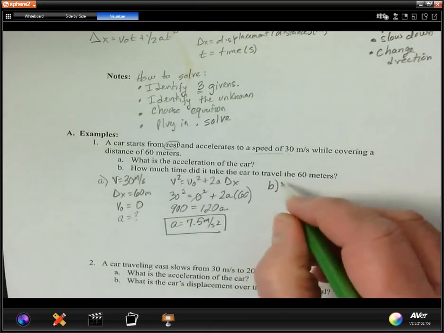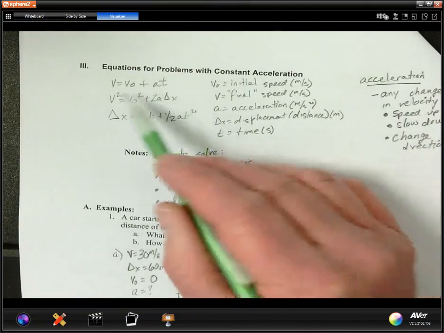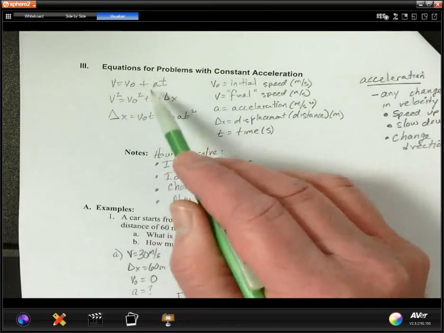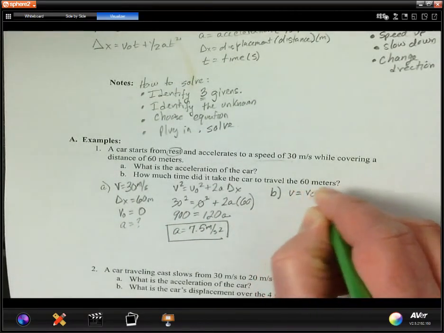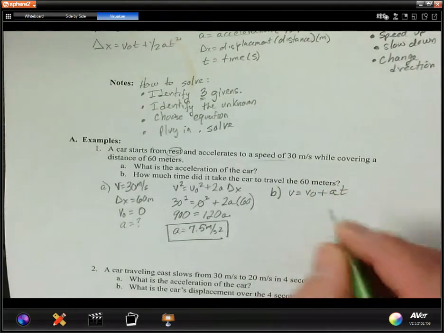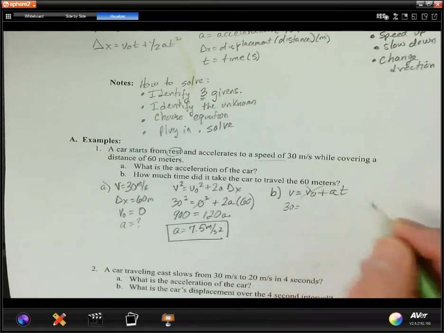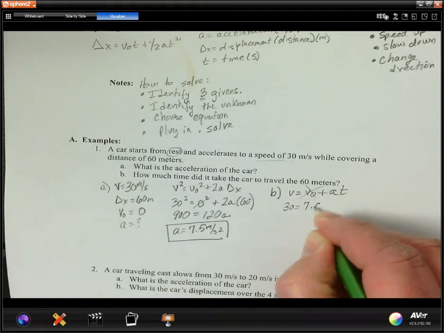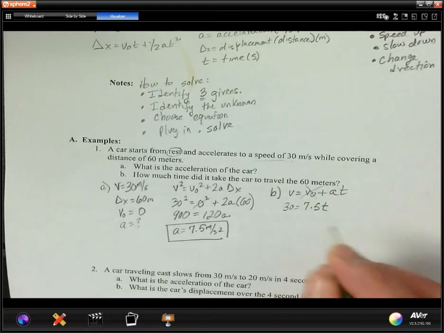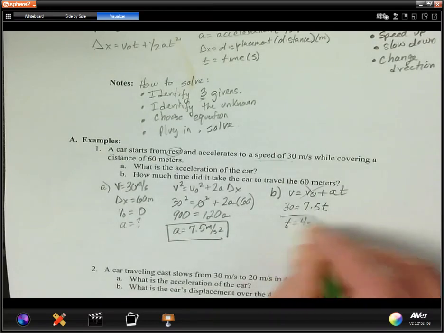And then next is, how much time does it take? So I'm looking for t. Two of my equations have t in them. And I could use either one at this point because I know lots of stuff. But this one's going to be way easier because it's a simpler equation. So I'm going to pick that one. So v equals v0 plus at. So v was 30. v0 is 0. I don't have to worry about it if it's 0, so I'm just going to cross it out. a we just found was 7.5. And t, I don't know. I would divide both sides by 7.5, and I end up with t equals 4 seconds.